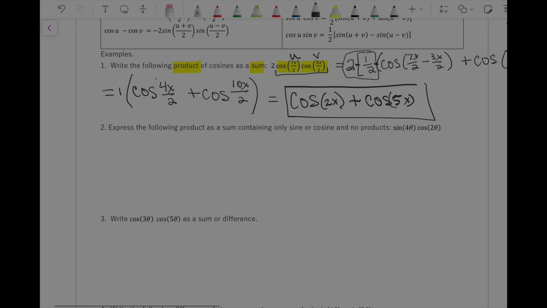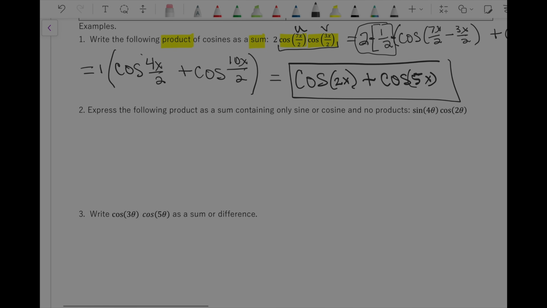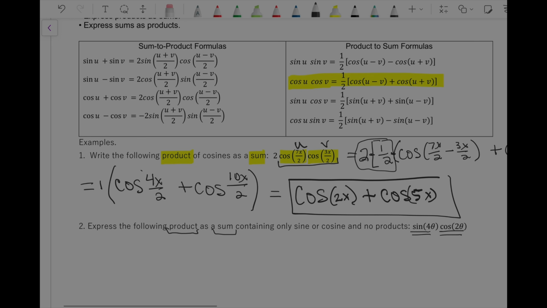Moving on. Express the following product as a sum. So again, a product, changing it to a sum. A sine times a cosine. So this time we'll be using this identity for this. And U is 4 theta and V is 2 theta.